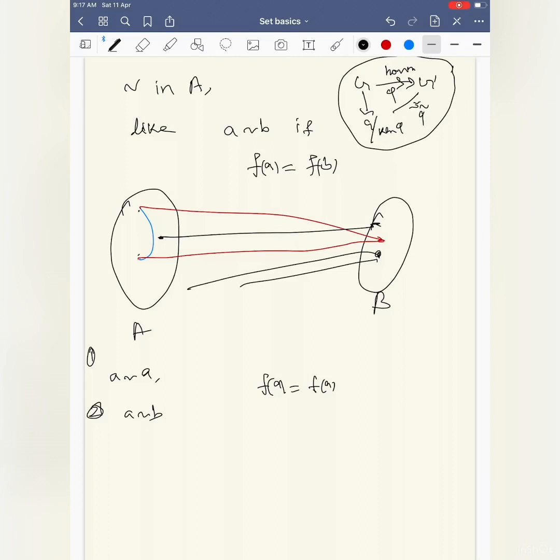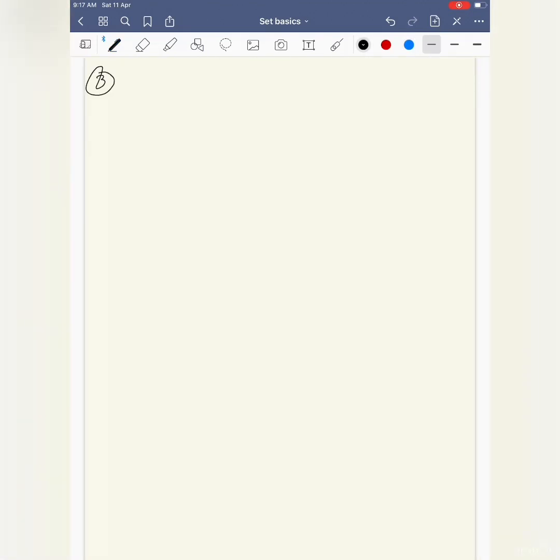Okay, let's say A is related to B, then f of A equals f of B. That is the same as saying f of B equals f of A, and that is the same as saying B is related to A. Reflexivity is done, symmetry is done. Now we will prove transitivity.